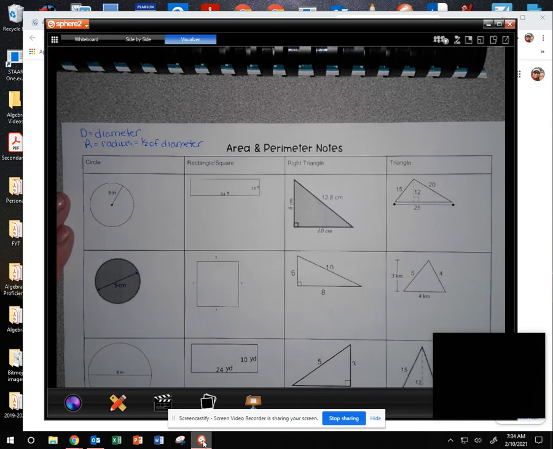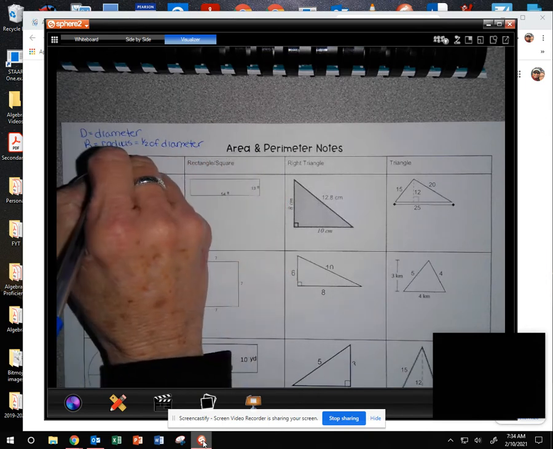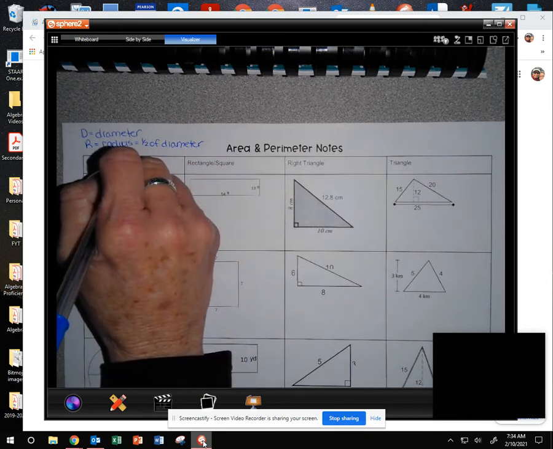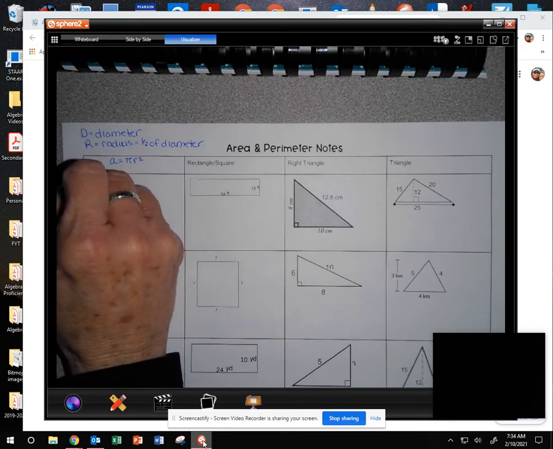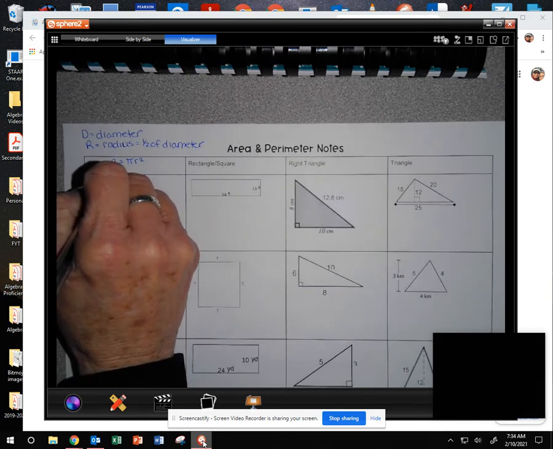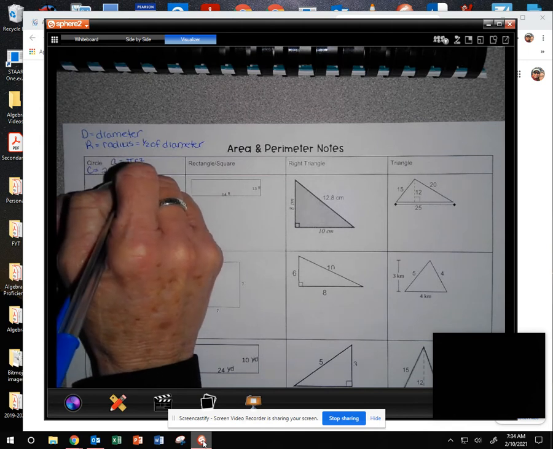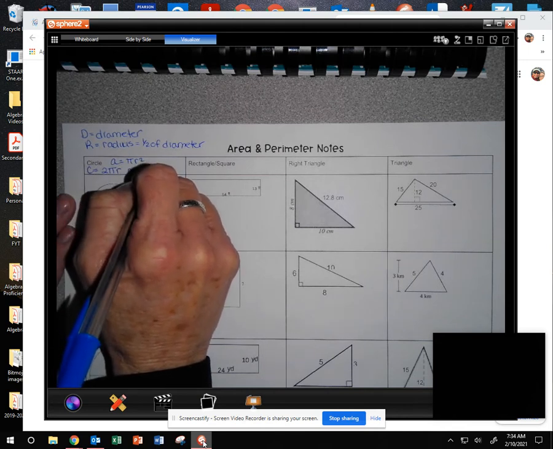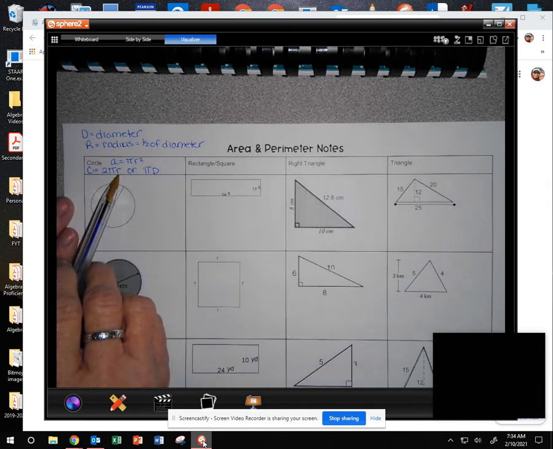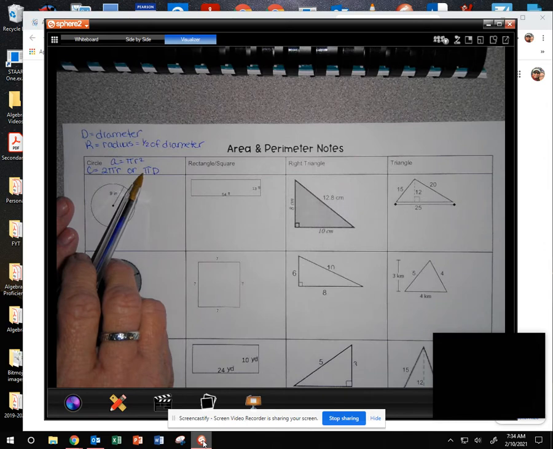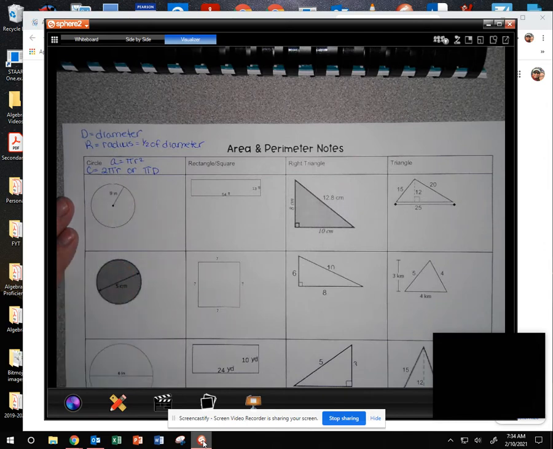So first, we're going to find the area of this circle. So area of a circle is pi r squared. And the circumference, which is actually the perimeter, the distance around the circle, we have two formulas, 2 pi r or pi d. So if you're given the radius, you will want to use 2 pi r, or if you're given the diameter, you will want to use pi d.